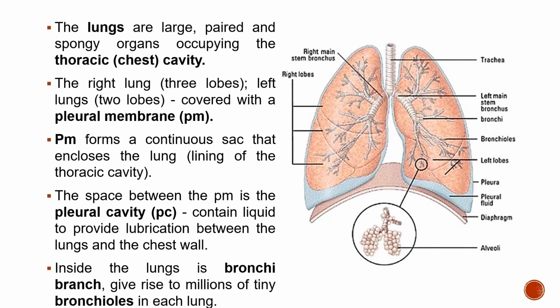The lungs are large, paired and spongy organs occupying the thoracic cavity, which is the chest cavity. The right lung has 3 lobes, while the left lung has 2 lobes, and the whole lung is covered with a pleural membrane. The pleural membrane forms a continuous sac that encloses the lung and lines the thoracic cavity. The space between the pleural membranes is the pleural cavity, containing liquid to provide lubrication between the lungs and the chest wall. Inside the lung, the bronchi branch and give rise to millions of tiny bronchioles in each lung.